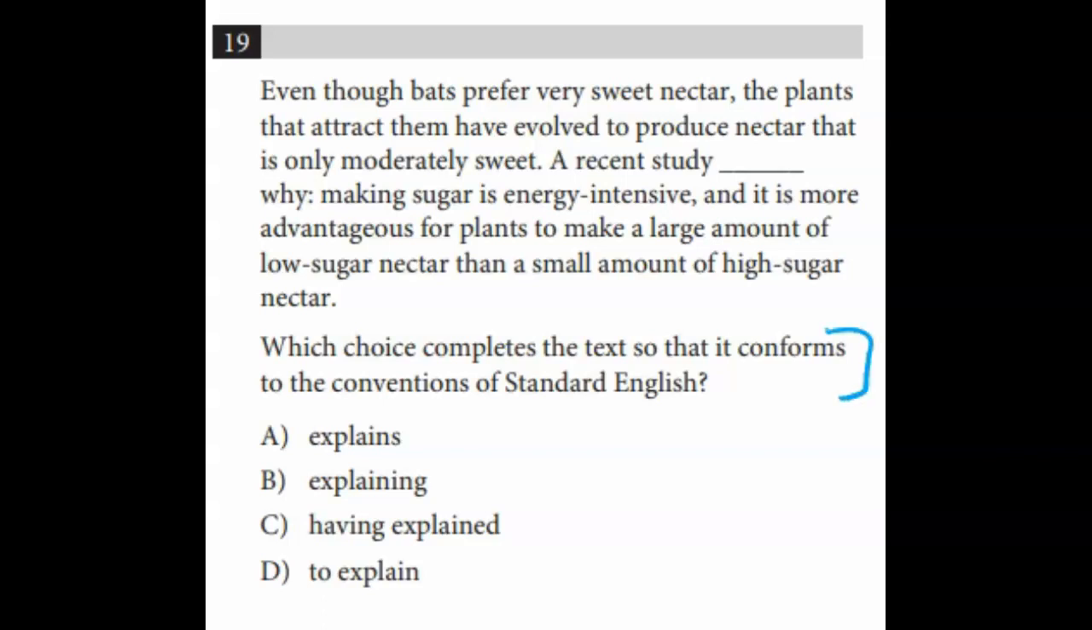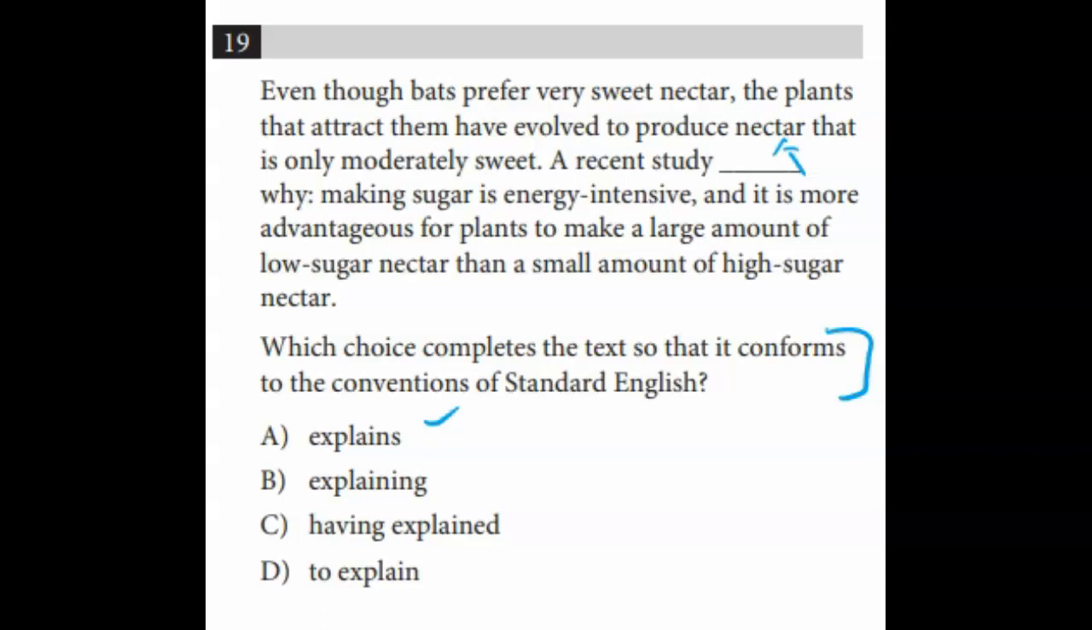So even though bats prefer very sweet nectar, the plants that attract them have evolved to produce nectar that is only moderately sweet. A recent study blank why. So we're going to put "explains" here. See? Just read it out loud in your head and it's going to give you a pretty good direction for which answer choice it's going to be. So a recent study explains why.